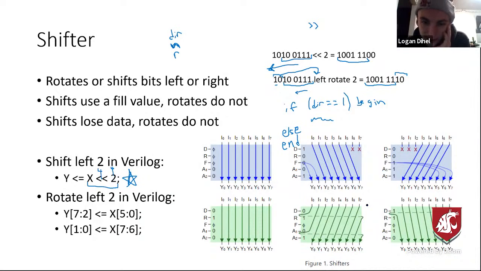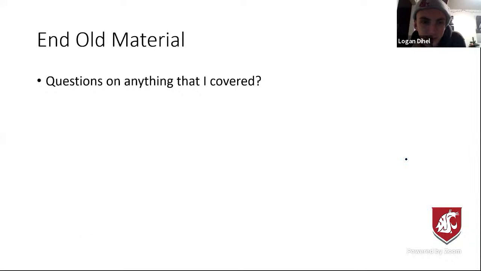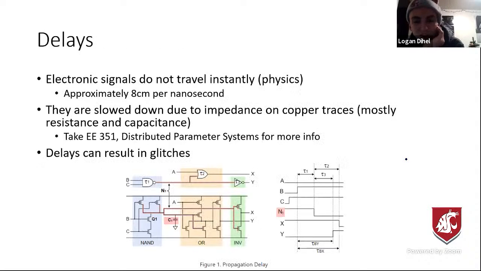And these diagrams don't correspond to any of my examples. That was just off Real Digital. So you can see the difference between different types of rotations. That's everything from the old material. Are there any questions over that? That's all exam 1 stuff. Okay, well with that, let's move on to new stuff.